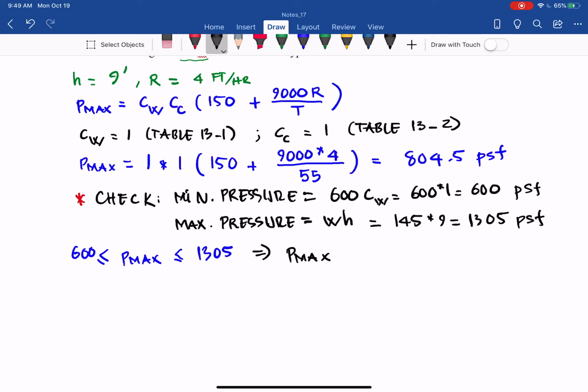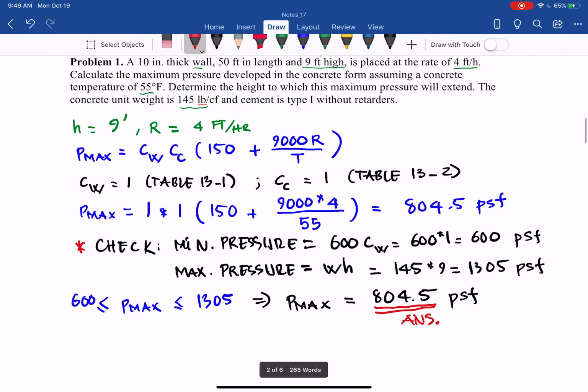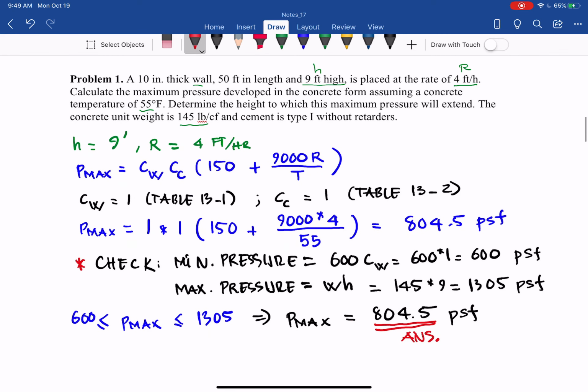Pmax is actually 804 because that is in the range, so it looks good, and that should be the answer. So the maximum pressure on the concrete for the wall concrete is 804.5 pound per square foot. And the question also asked, determine the height to which the maximum pressure will stand. So the Pmax will stand.